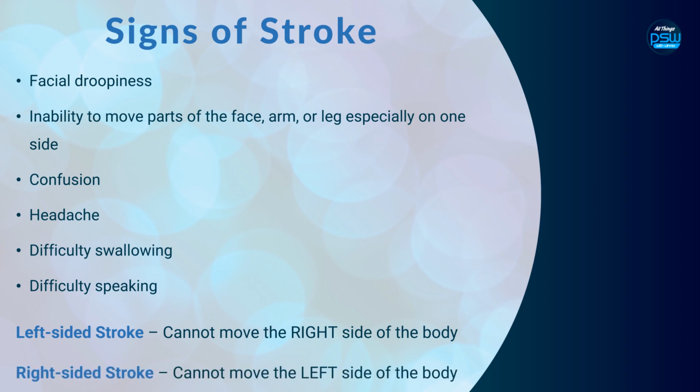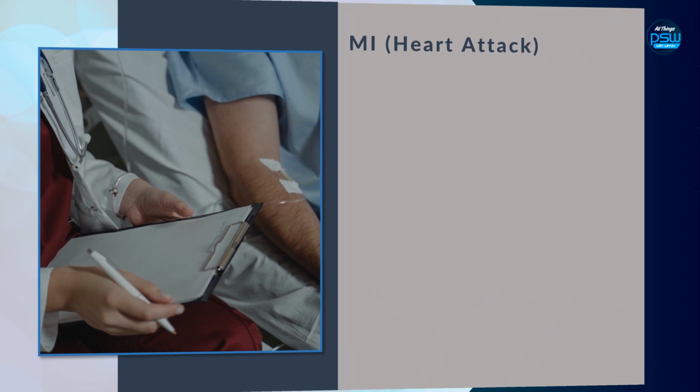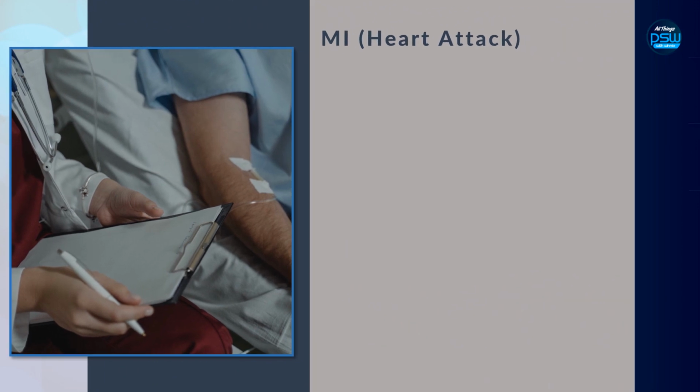So MI, like we said, is a heart attack. This is when blood to the heart muscle is blocked. This is where you can hear them say, I feel like there's an elephant sitting on my chest. I feel a lot of pressure in my chest area. I feel a lot of pain in my chest area. I feel discomfort in my arm, in my back, in my neck. I feel short of breath.